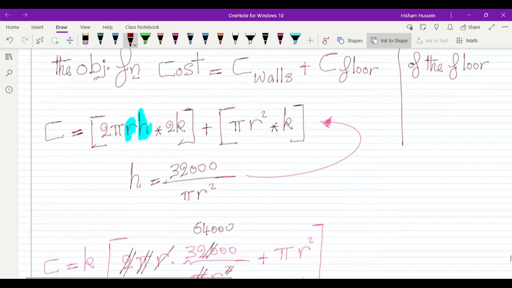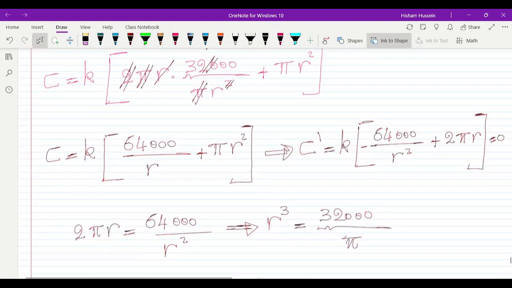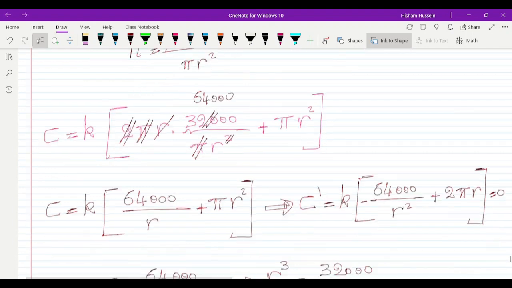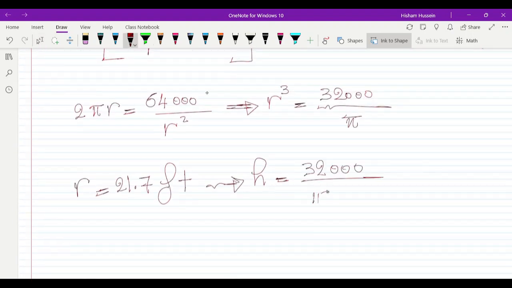So this is r. H will be, already here we have a relation for the height with the radius. H will be 32,000 divided by π times r², which is 21.7 squared, equals, this is the value of h.